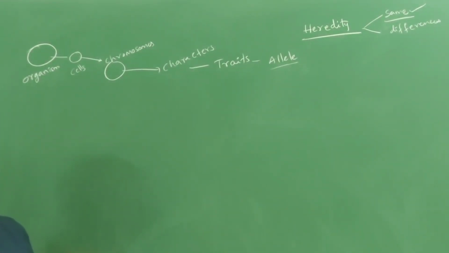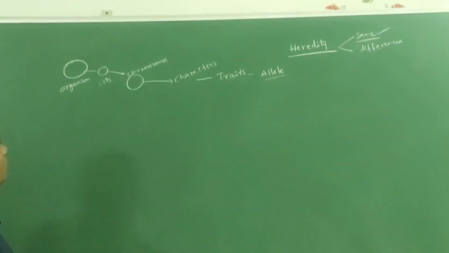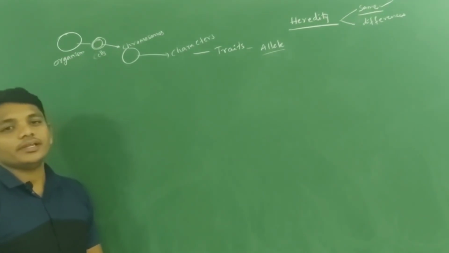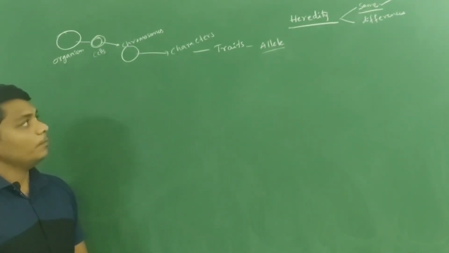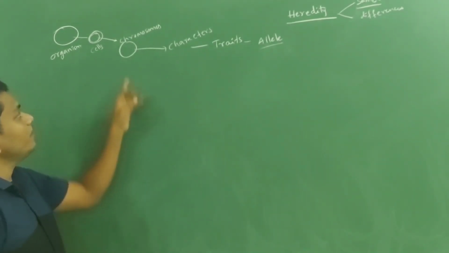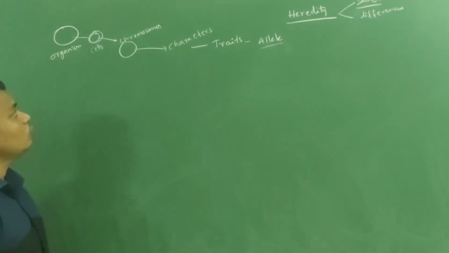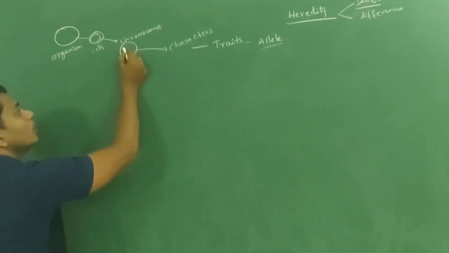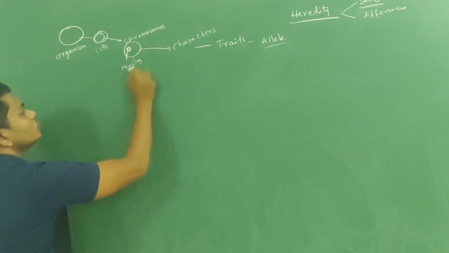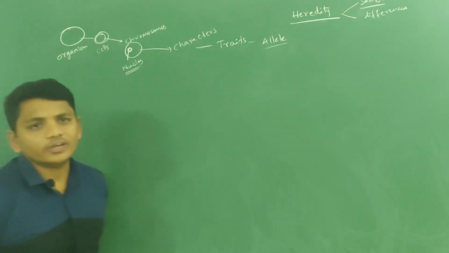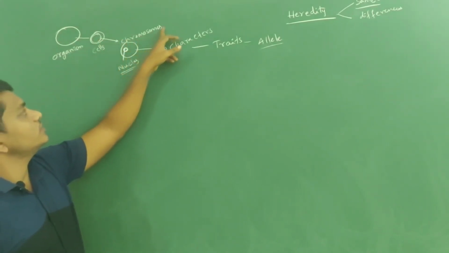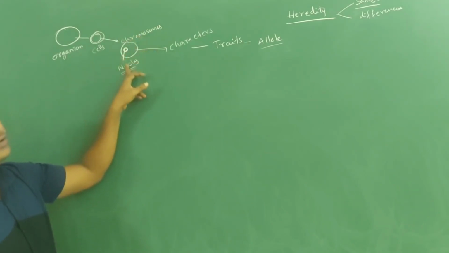Let us discuss these things in depth. Cells always contain a number of organelles, but when we are discussing heredity, we have to discuss only chromosomes. Chromosomes are part of the nucleus, and the nucleus is a part of a cell. So here we are discussing chromosomes, which are part of a nucleus.